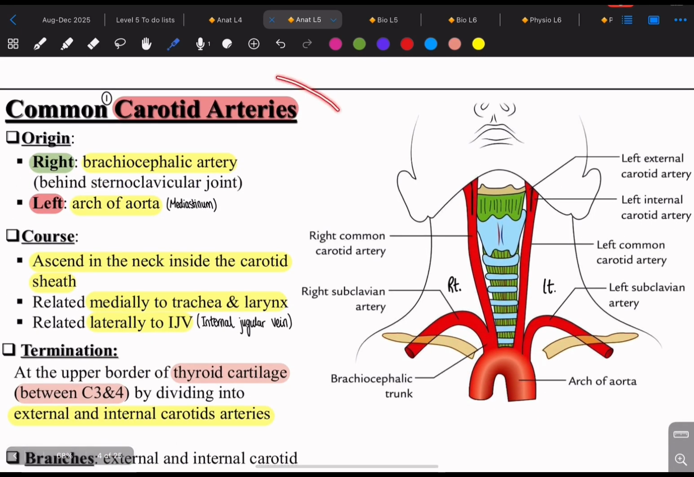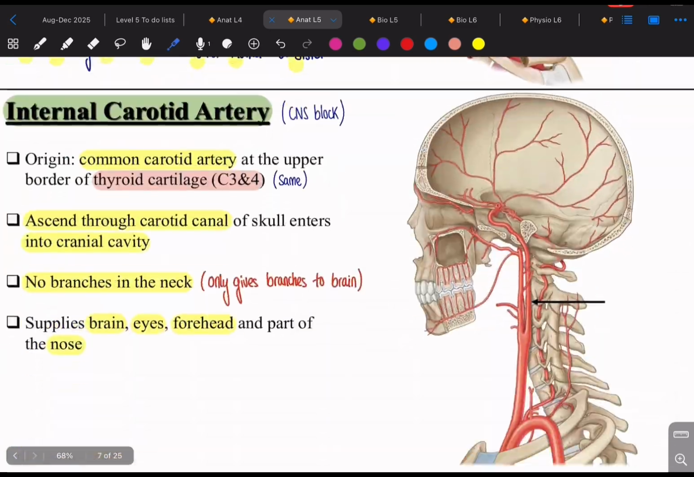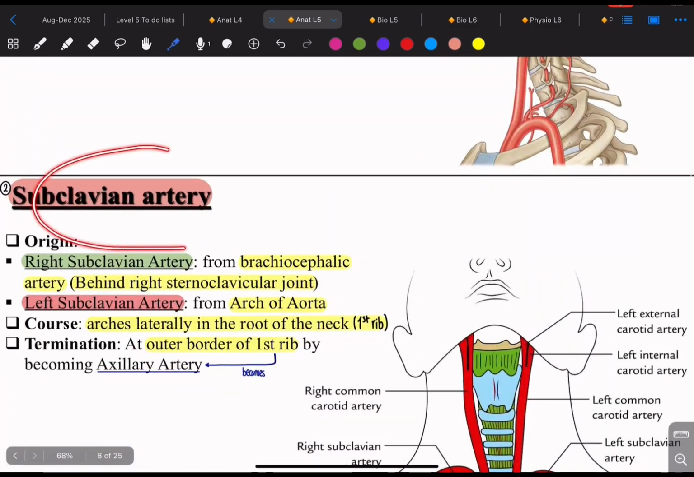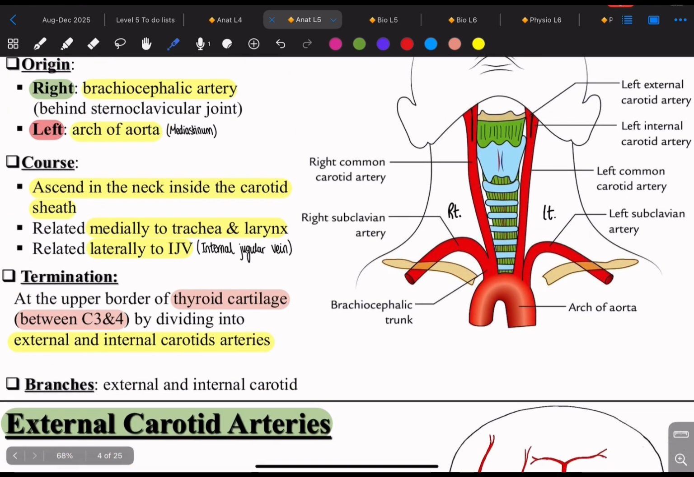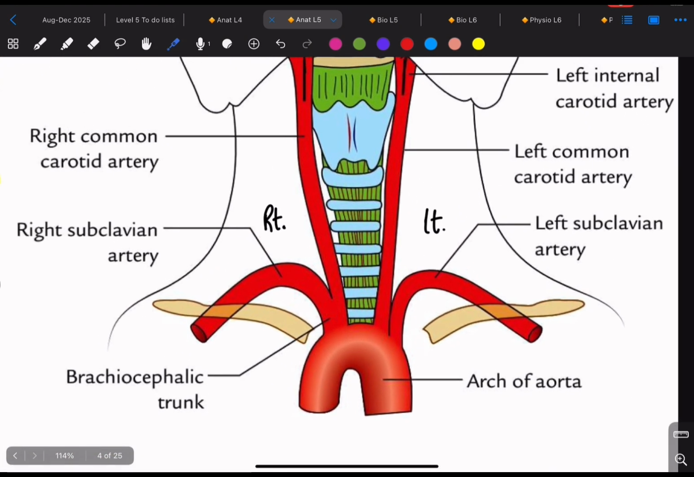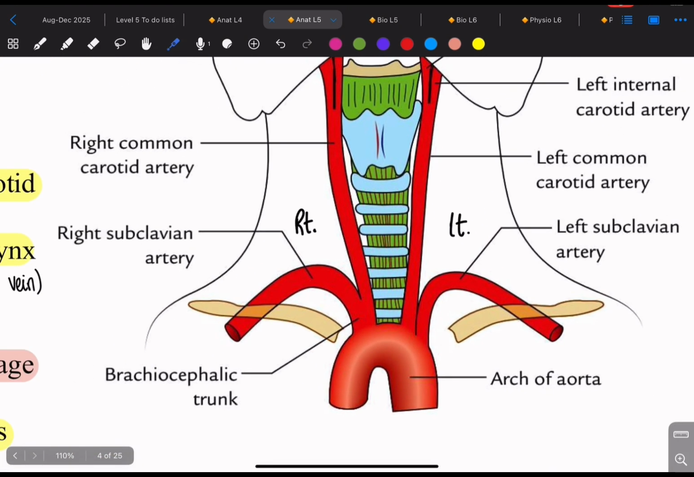So we're going to talk about the common carotid arteries and the subclavian arteries. And we're going to see their divisions and all the details, tamam? So, starting off here with the arch of the aorta. Let's see the origin for these arteries. Where do they come from? Here we have the arch of the aorta. We need to focus on the right and the left.